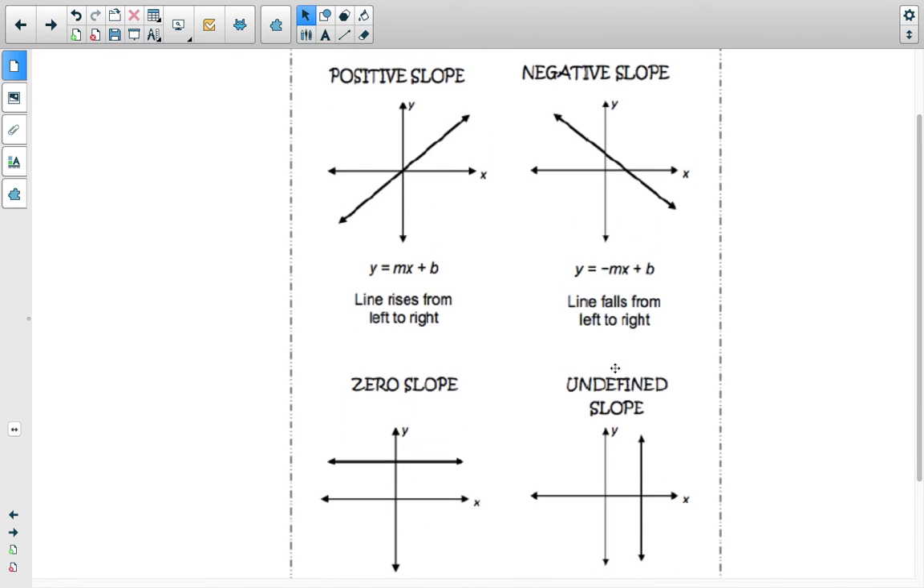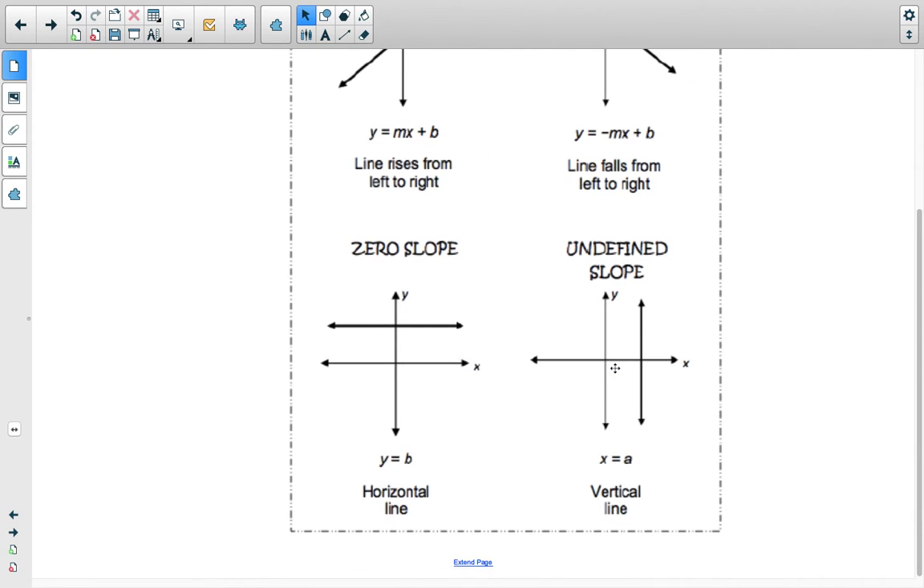There are other types of slope. There are two special types of slope. We have a zero slope, which is just a horizontal line going left to right. It stays constant, or it does not rise or fall as you move from left to right. This equation is written as y equals just b, because this has no slope. Zero slope means the x value is gone because your slope was 0. 0 times x is 0, and it no longer exists there.